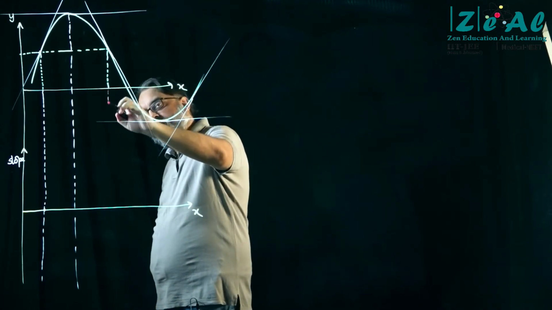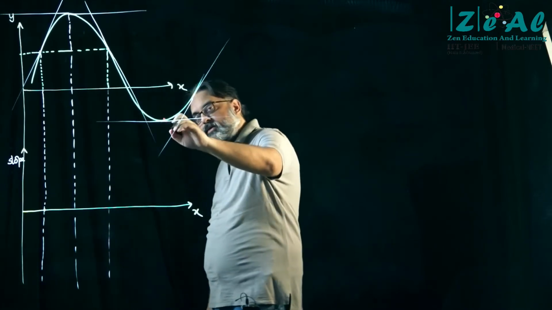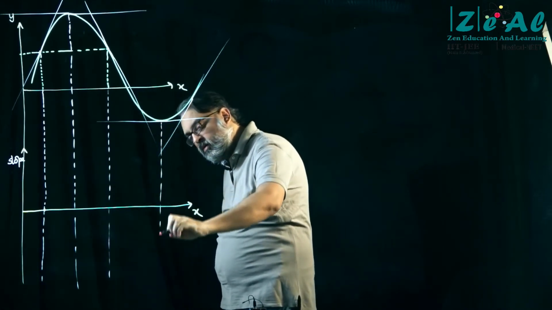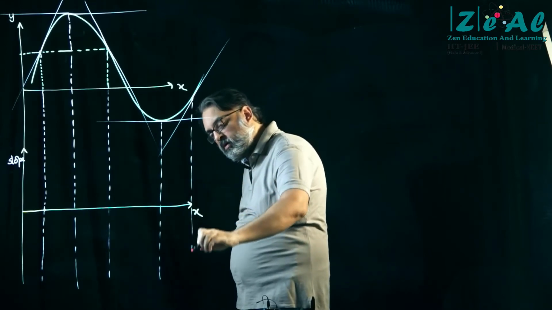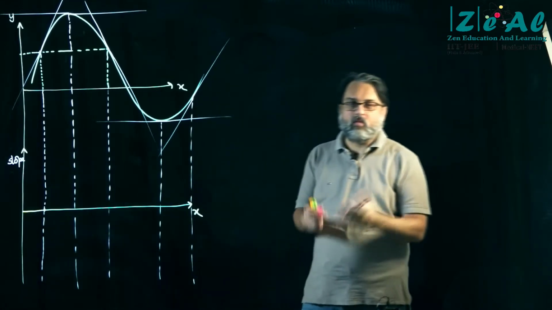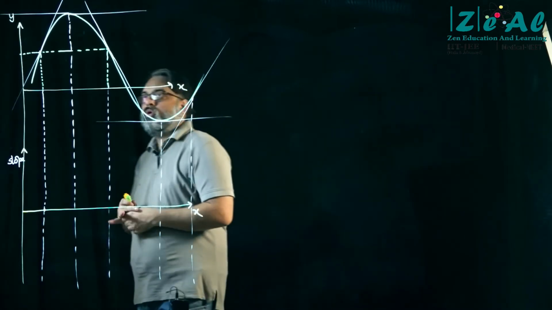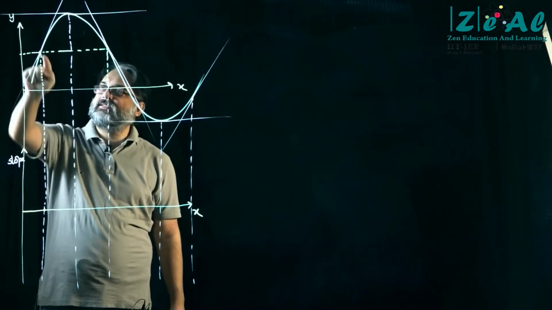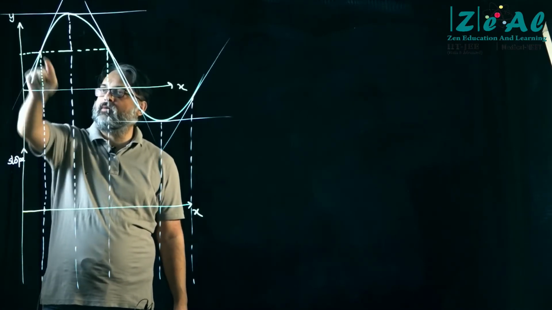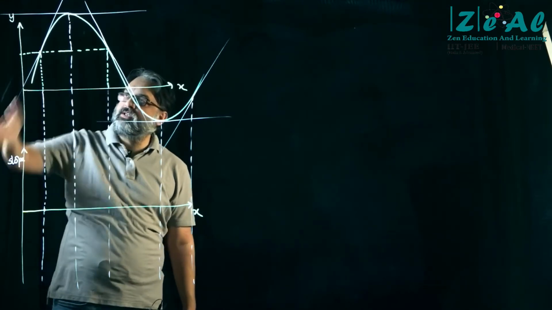Similarly, for this point, and for this point, and for this point. Okay, now I don't know what I am going to get. So the value of y for this x is something, right? We can read it off this graph. But the slope of the graph is here.